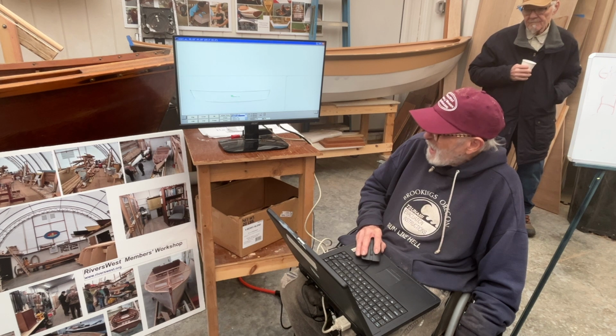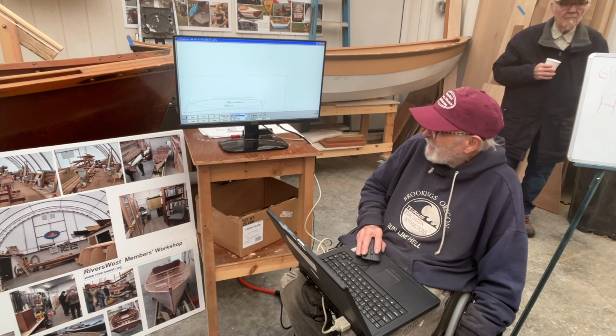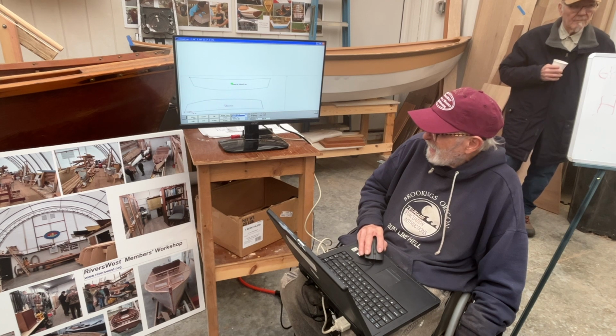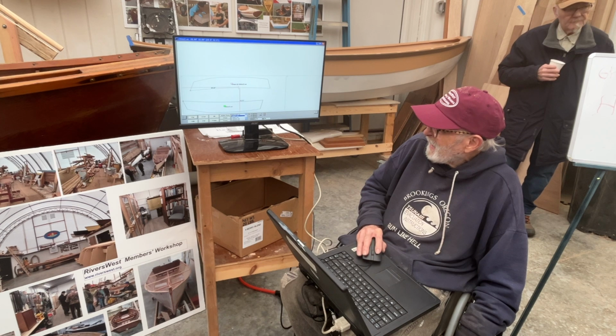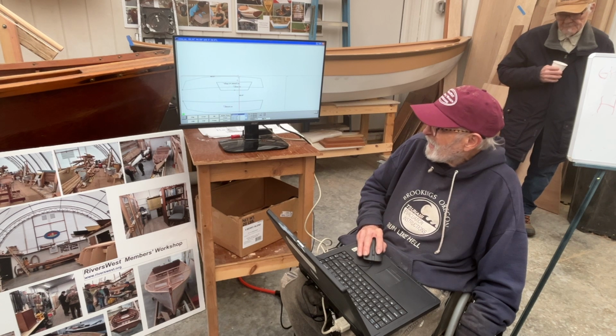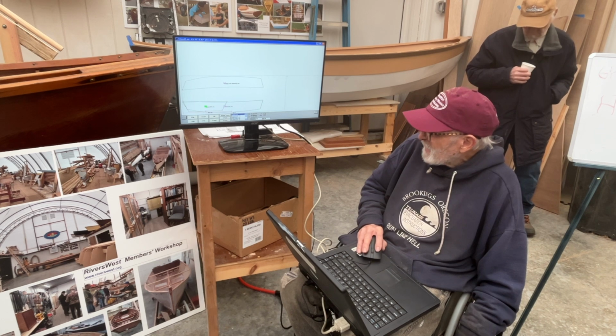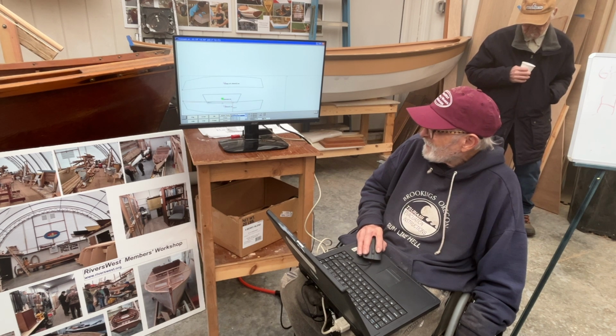And what you can do now, flip. Both sides. Okay. And you can see in one sheet of plywood. Let's get rid of that. Okay.